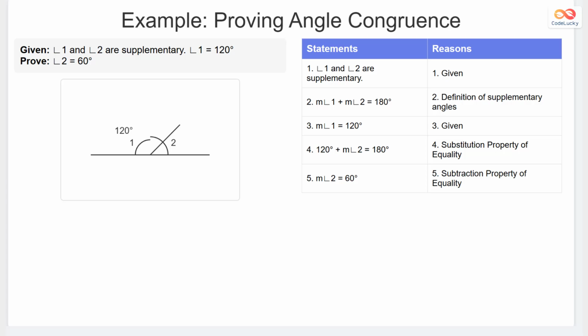First, we state that angle 1 and angle 2 are supplementary, which is given. By the definition of supplementary angles, their measures sum to 180 degrees. We are also given that the measure of angle 1 is 120 degrees. Using the substitution property, we can write 120 degrees plus the measure of angle 2 equals 180 degrees. Finally, by the subtraction property of equality, we find that the measure of angle 2 is 60 degrees.